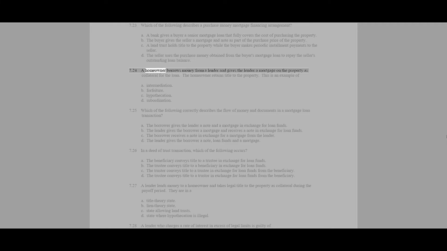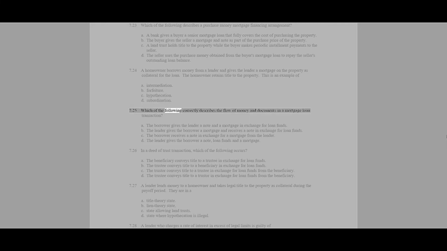7.24 A homeowner borrows money from a lender and gives the lender a mortgage on the property as collateral for the loan. The homeowner retains title to the property. This is an example of A. Intermediation. B. Forfeiture. C. Hypothecation. D. Subordination.